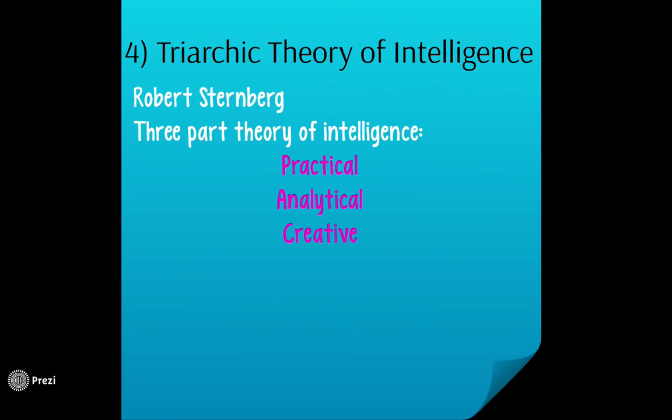Then we have the triarchic theory of intelligence, which is by Robert Sternberg. It's 3 parts: practical, analytical, and creative. So I'm going to reference back to practical. Practical would be like you use information to get along in life and become successful. We have a lot of individuals who have more of a practical mindset. Then you have analytical, which is like they break down problems for analysis.